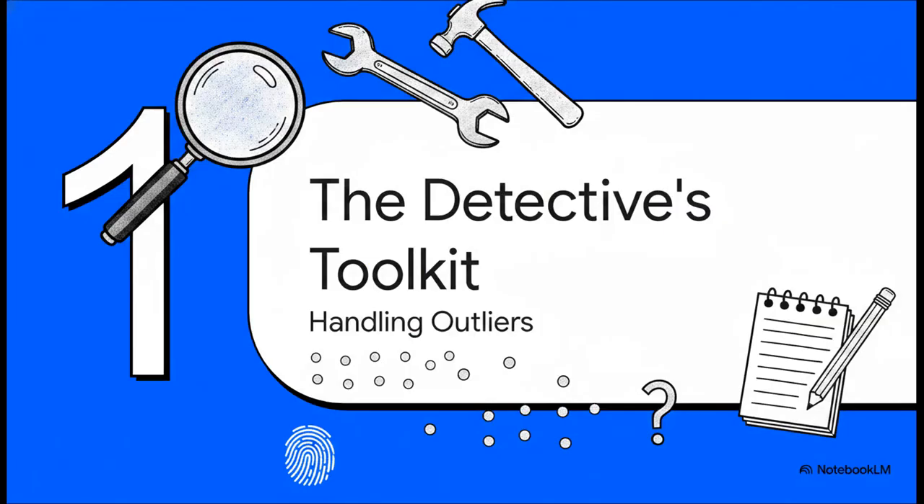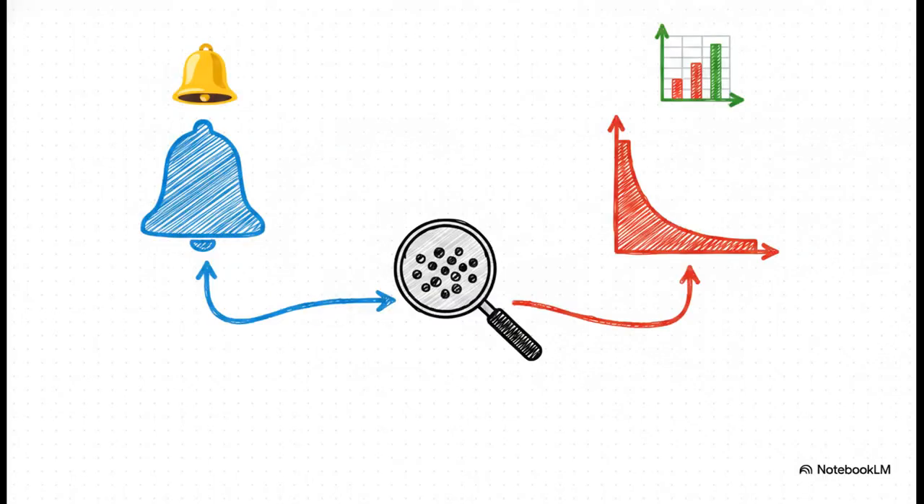So, what do we do about these troublemakers? Well, like any good detective, we've got a specialized toolkit. We're going to focus on two main techniques for handling outliers. And the real key, the trick, is knowing which tool to pull out based on the kind of data you're looking at. Here are our two go-to tools.